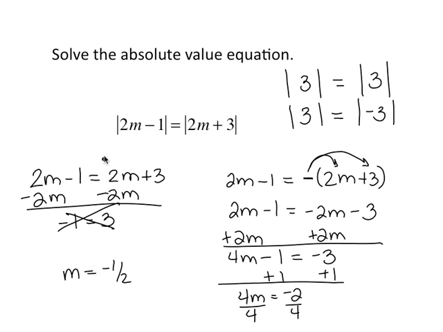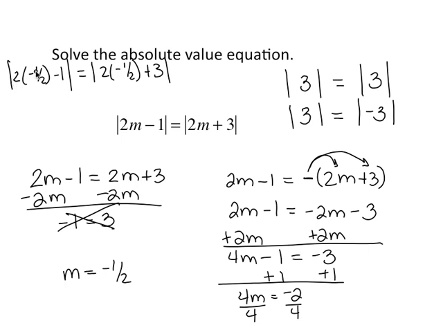So let's see if this is true. If I replace the m with negative 1/2, I get 2 times negative 1/2 minus 1, and we take the absolute value. Is that equal to 2 times negative 1/2 plus 3, and we take the absolute value of that.